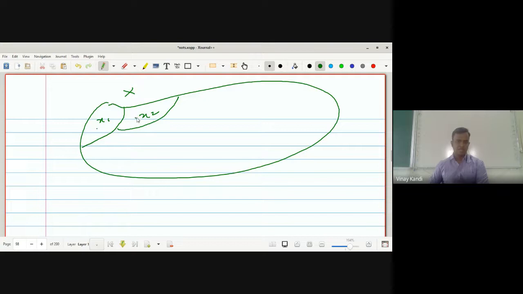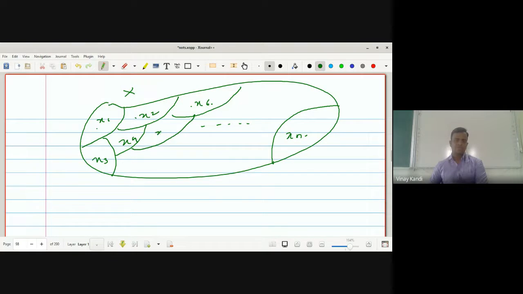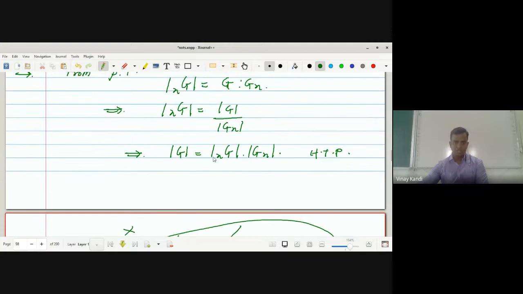This is the second orbit, so this is a partition. Suppose this is x3, and so on, x4, x5, x6, up to xn. This is the first orbit, second orbit, third, fourth, fifth, sixth orbit, and so on. N orbits are there, so n partitions are there for this set X. What is C? Let's see.